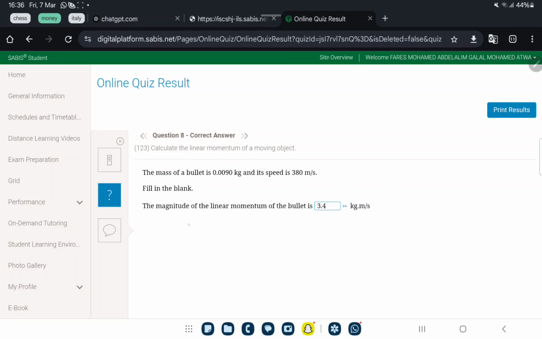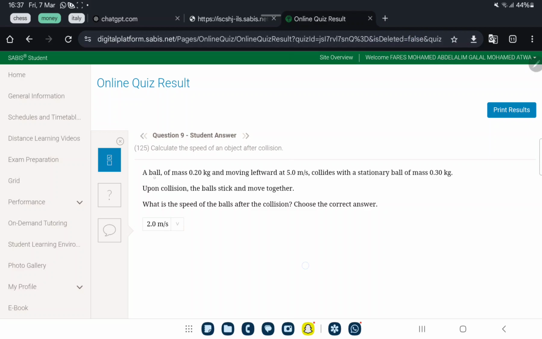Here they're asking for momentum, P equals mv, m is 0.009 times v 380. So 0.009 times 380, you put it in your calculator, whatever you want to do. So P equals 3.42. They also accept 3.4 or 3.42, but the answer is 3.42. Here they did it in significant figures, least significant figures, 0.0090, only two.